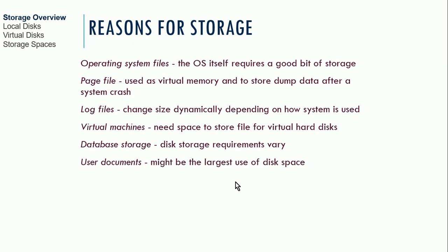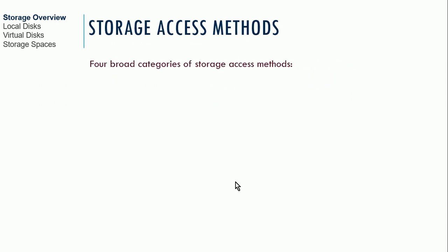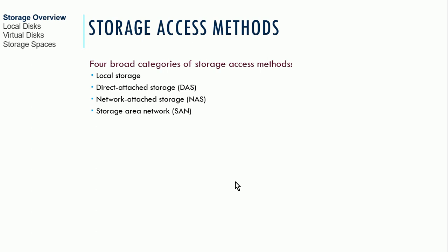Databases would need storage, documents, any files that have to be stored, right? So all the different things that we have to store, we have to find a place to put those things. We have to have a method to store that. So of course, storage is fairly important for servers. In fact, some servers are really just storage devices. So some broad categories of storage access methods: we have local storage, direct attached storage, network attached storage, and storage area network. So those are the 4 that we're going to talk about.